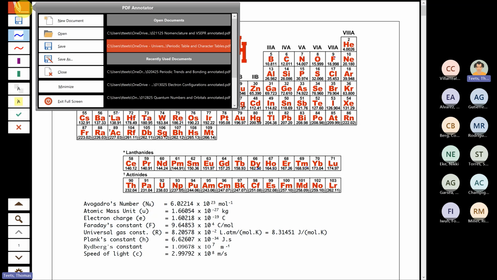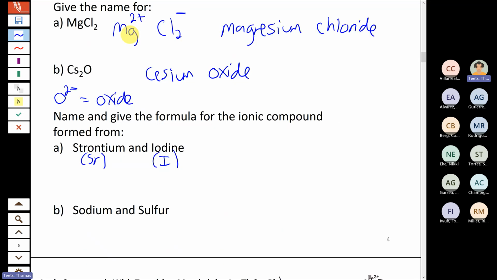That's important for getting the formula, not so much for the name. So when we want to get the formula of this, it's going to be strontium 2+. This is sort of a review of things we already covered. I-. The approach that doesn't require a lot of thought is just to take the charges and make them subscripts. And so you get this -1 becomes a subscript of 1 on strontium. The 2 becomes a subscript of 2 on iodine. So SrI2 is the formula.